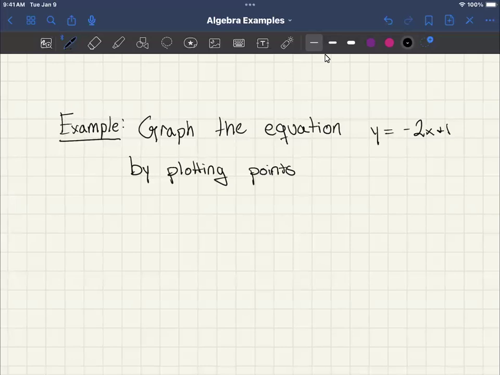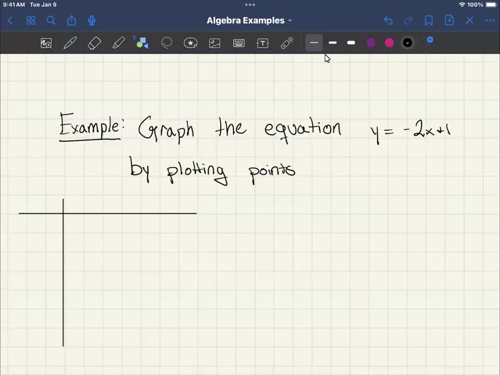Today we are going to look at the example where we graph the equation y is equal to negative 2x plus 1 by plotting points. When we plot points, often what we want to do is start with a chart. So we are going to draw a horizontal line and a nice vertical line.